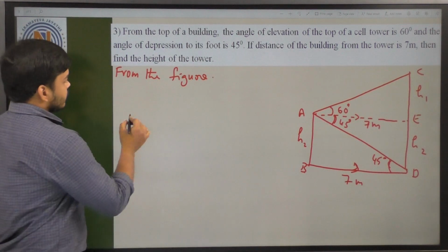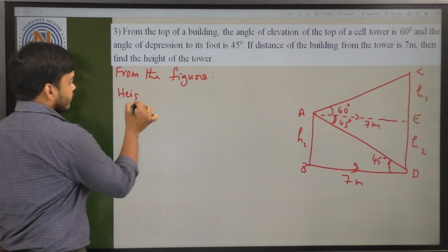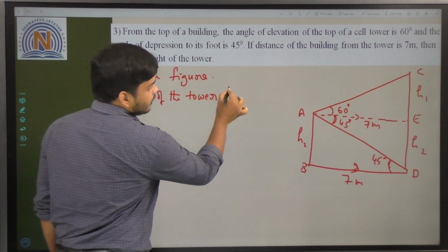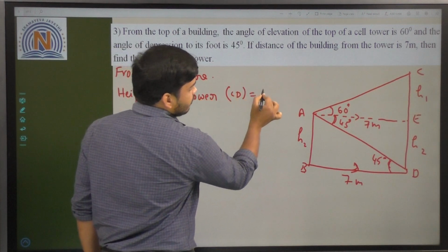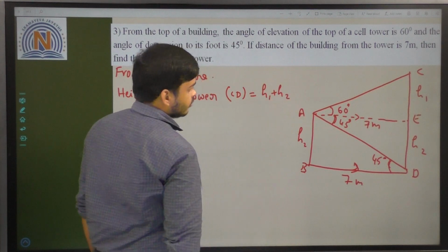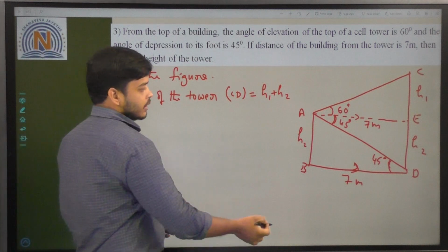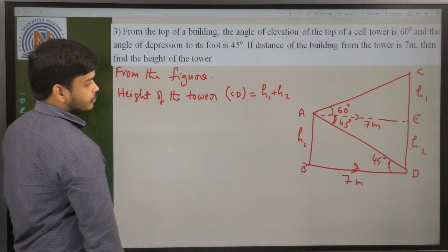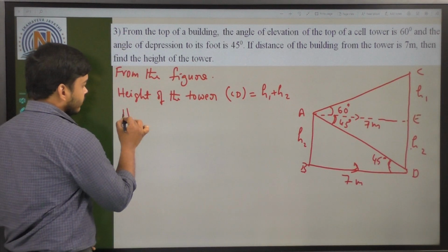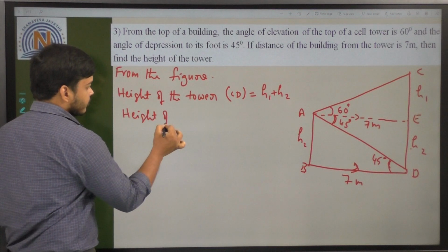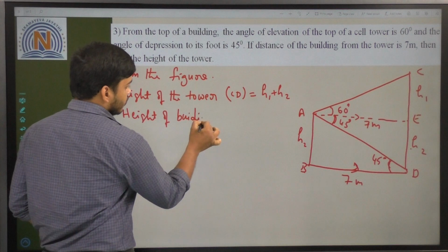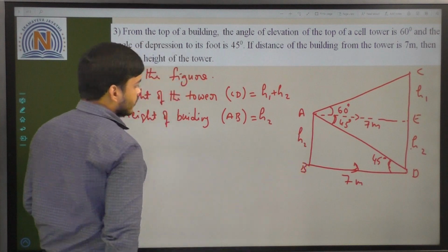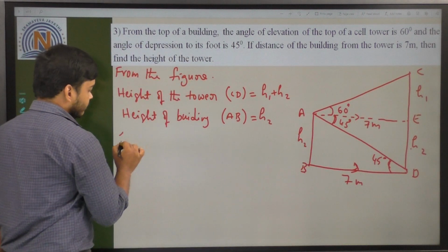From the figure, the height of the tower, that is CD, is equal to H1 plus H2. This is the height of the tower. And the height of the building, that is AB, is equal to H2. This is the height of the building.